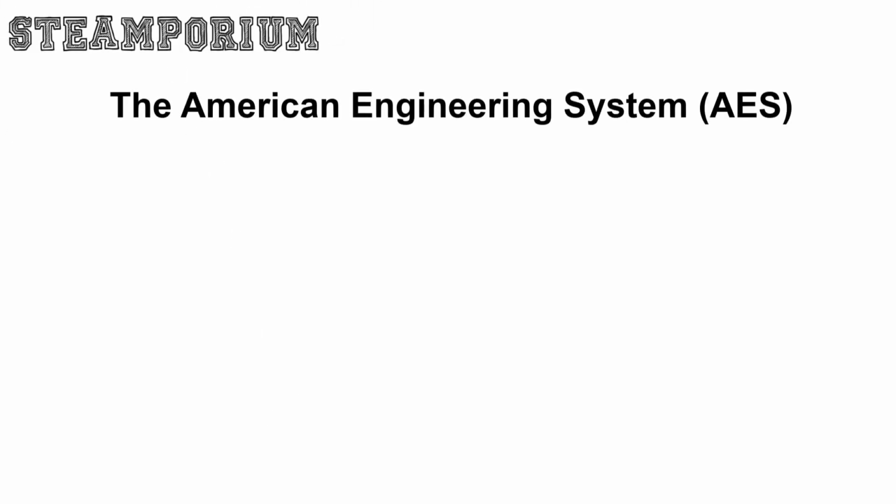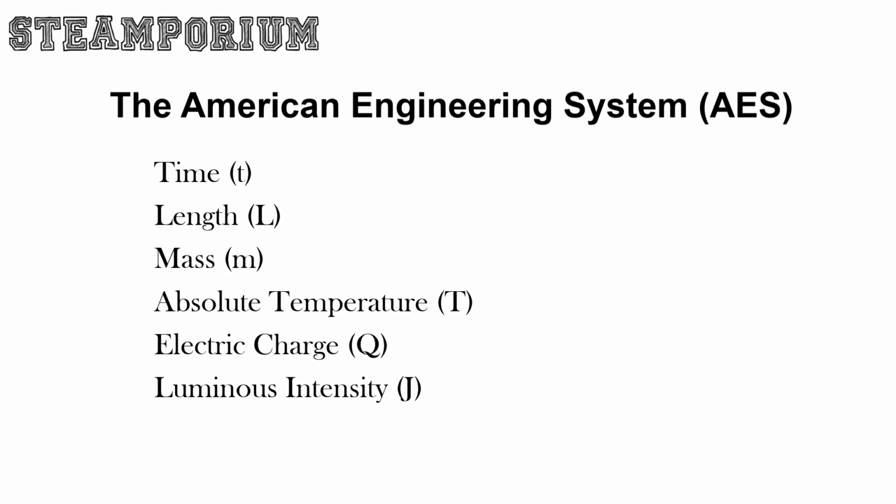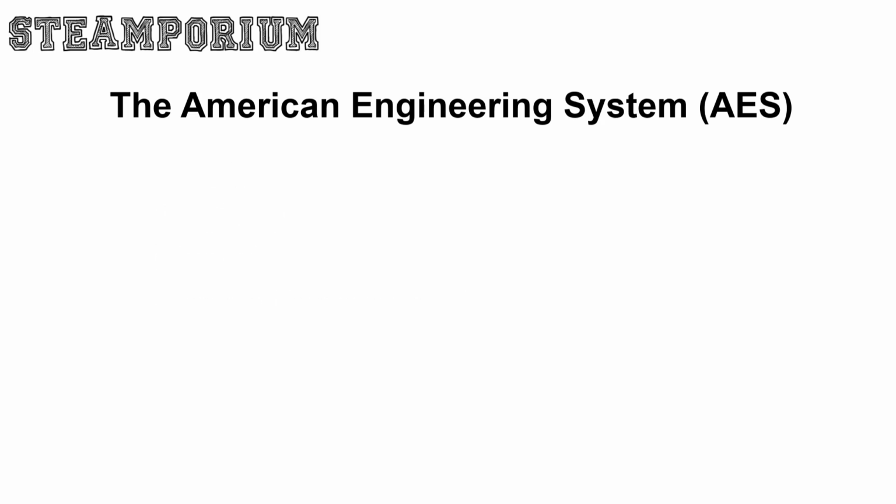One of the systems of units you will likely encounter is the American Engineering System, or the AES. The units in the AES provide numerical meaning to the fundamental dimensions of time, length, mass, absolute temperature, electric charge, luminous intensity, and amount of substance. Pay attention to how I use the words dimension and units as I walk you through.